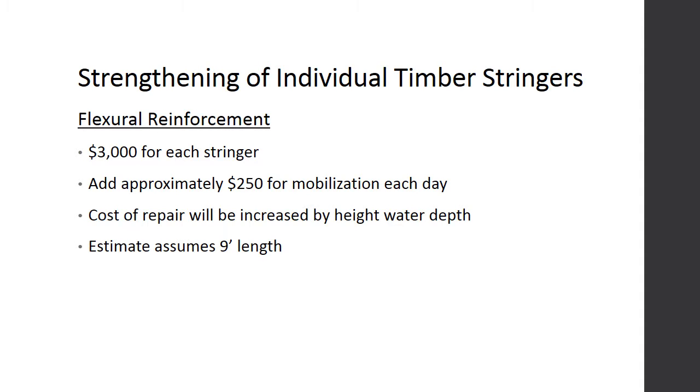For the strengthening of individual timber stringers where additional flexural reinforcement is required, the cost is estimated to be $3,000 for each stringer repaired. Again, the cost of mobilization, estimated at approximately $250 per day, is in addition to that estimate, and the cost of repair may increase depending on the bridge height and water depth dictating the equipment required. This estimate assumes a 9-foot repair length.